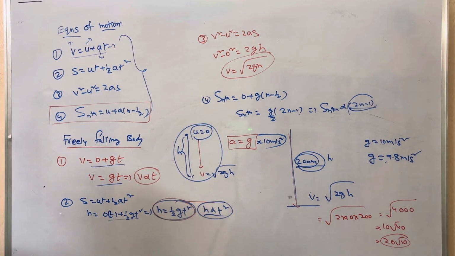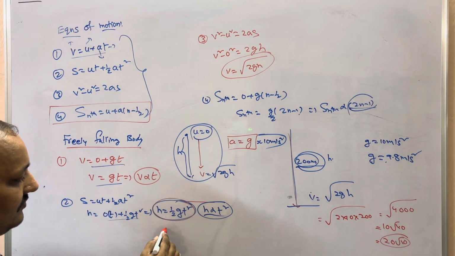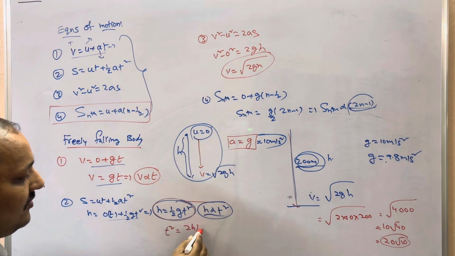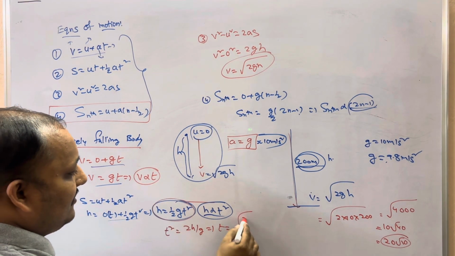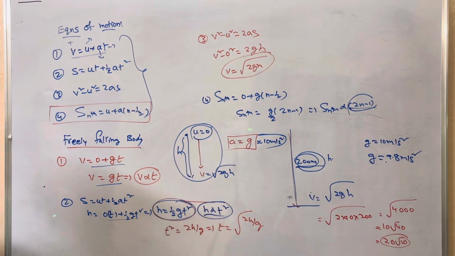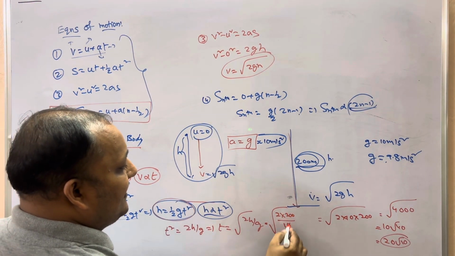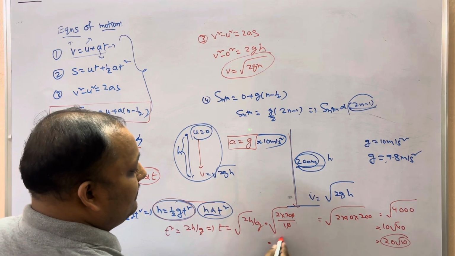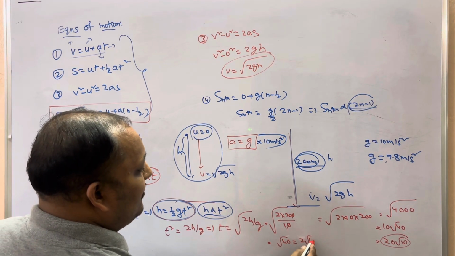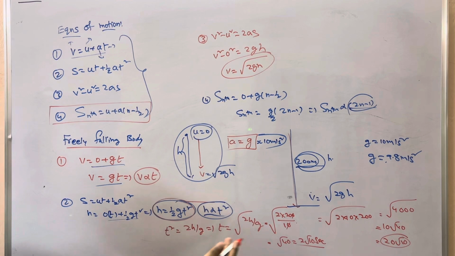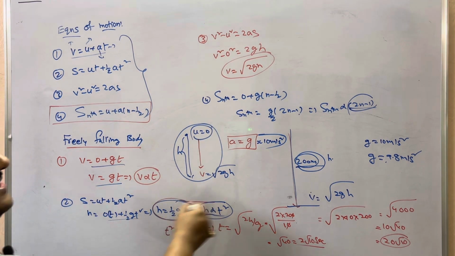H is equal to half gt square, so t square is equal to 2h by g, and t is equal to root 2h by g. Root 2h by g means root of 2 into 200 by 10, so root 40. Root 40 means 2 root 10 seconds, because 4 comes outside as 2 and 10 remains under the root. Is it visible? Yes, okay. Like this they are going to ask the problems.